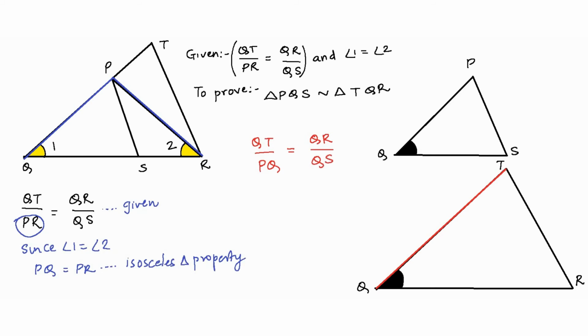So now let us mark the parts which are equal, or rather which are in proportion. So QT divided by PQ, let me mark that side. QT divided by PQ is equal to QR. So let's mark QR. QR divided by QS, right? Do you notice that I can definitely use the SAS test of similarity? Two sides are in proportion. I have marked them with the same color and the included angle is equal, and therefore I can use the SAS test for similarity.